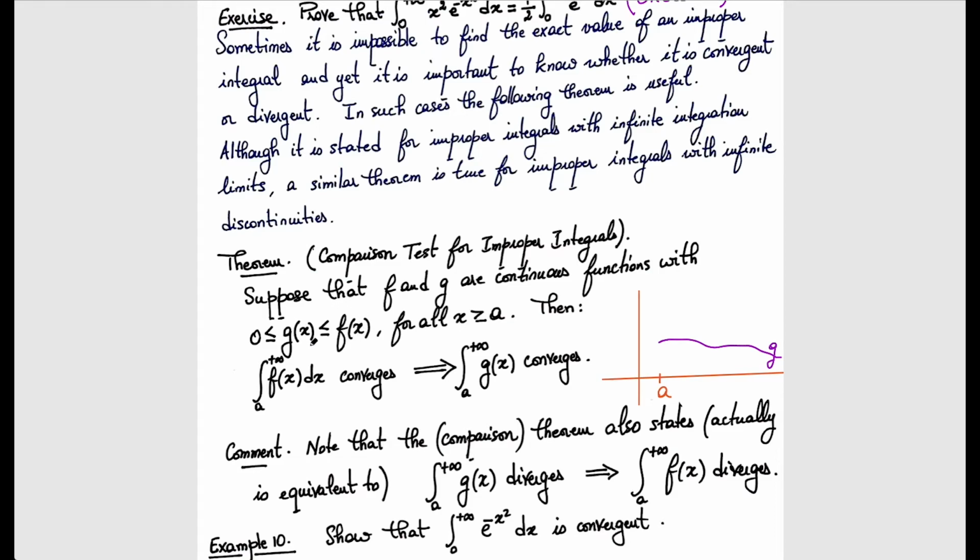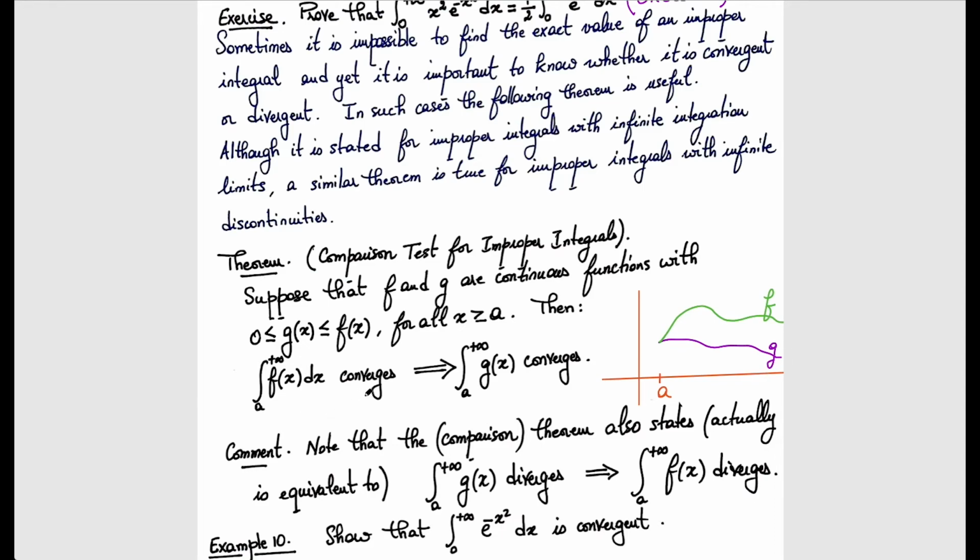dominates g in the sense that it's always bigger than or equal to g of x on that interval, from a onward. So the function f may be something like this, and the assumption is that it stays on top of g throughout this interval from a to infinity.